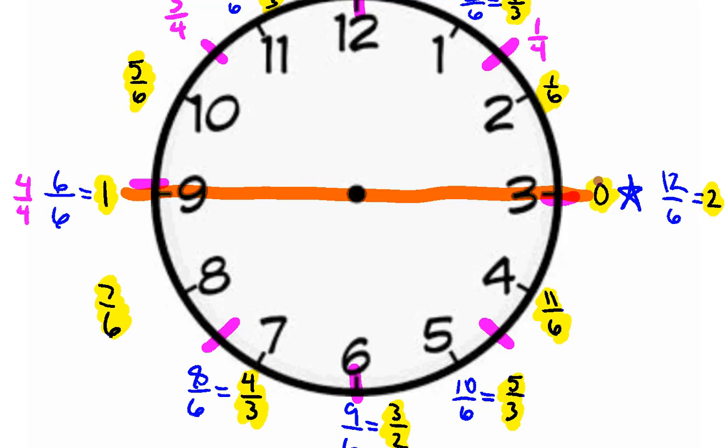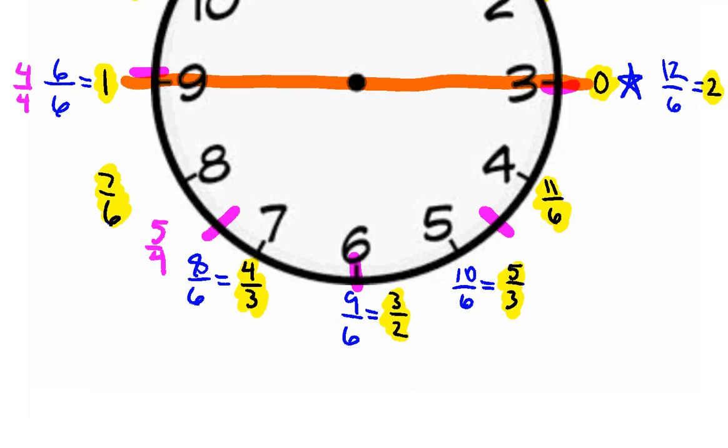And so you can see these markings kind of slicing the clock in different ways. So after 4/4 on the very left side where the 9 is, the next fourth marking would be 5/4. That's between the 7 and the 8.